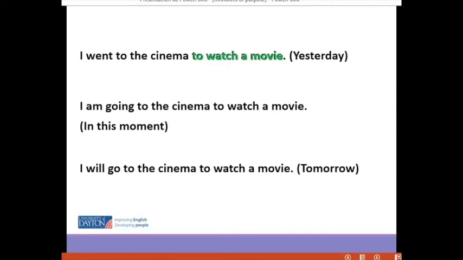Here we can see the example to watch the movie. That is the reason why I went to the cinema. The reason was to watch a movie. Why am I going to the cinema? To watch a movie. And why will I go to the cinema? To watch a movie.